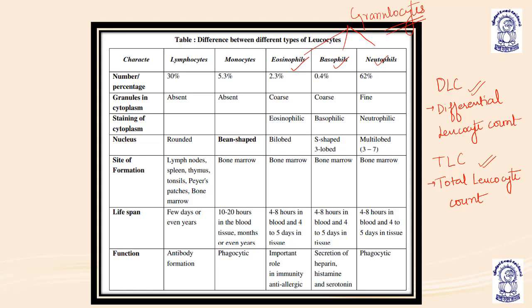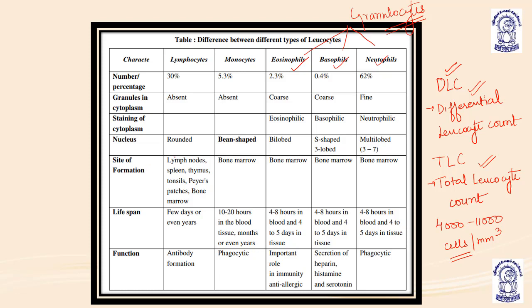So the total leukocyte count and the differential leukocyte count basically say what? The total leukocyte count, or TLC, gives a picture that around 4,000 to 11,000 cells are present per cubic mm of blood. Out of these cells, how many are neutrophils, how many are basophils, how many are eosinophils, how many are lymphocytes, and how many monocytes? So this is what the differential leukocyte count is. Understood?